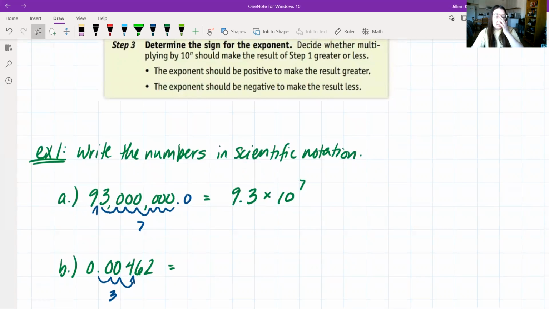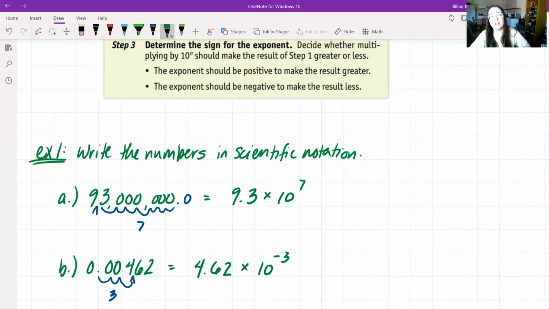And step 3, determine the sign of the exponent. We write out our decimal for the first part of our scientific notation as 4.62. Now our number is actually 0.00462, so our exponent is going to have to be negative to make 4.62 smaller. And since we counted 3 digits in between our decimal point and our caret, this will give us 10 to the power of negative 3.